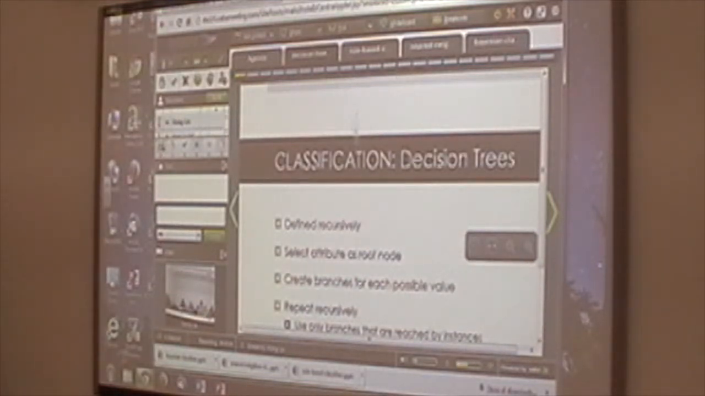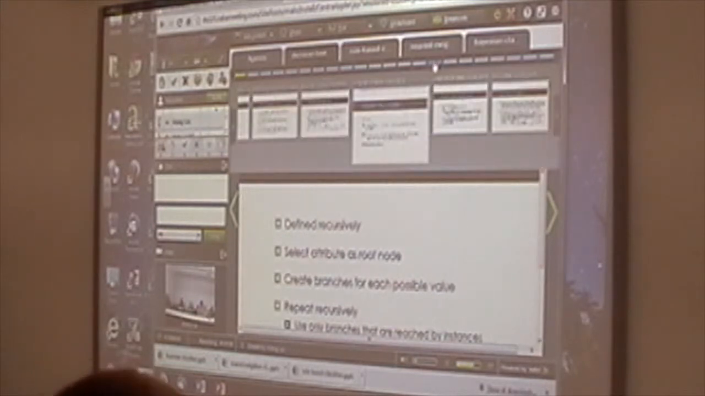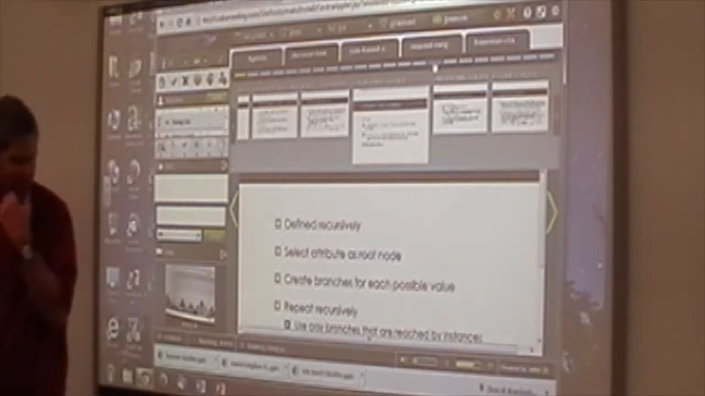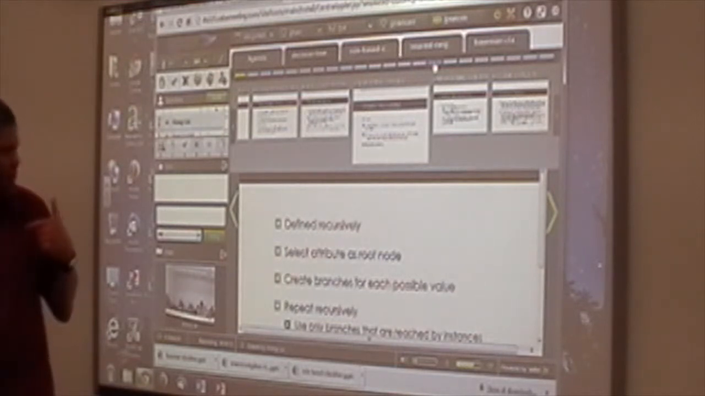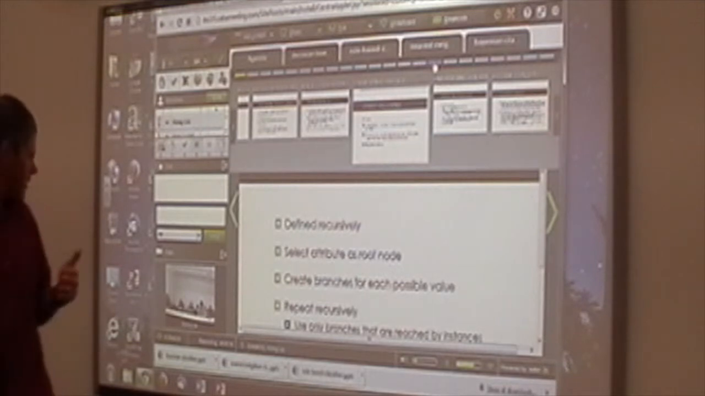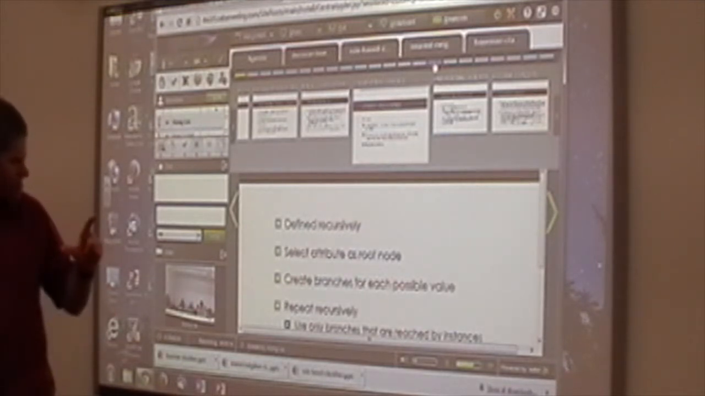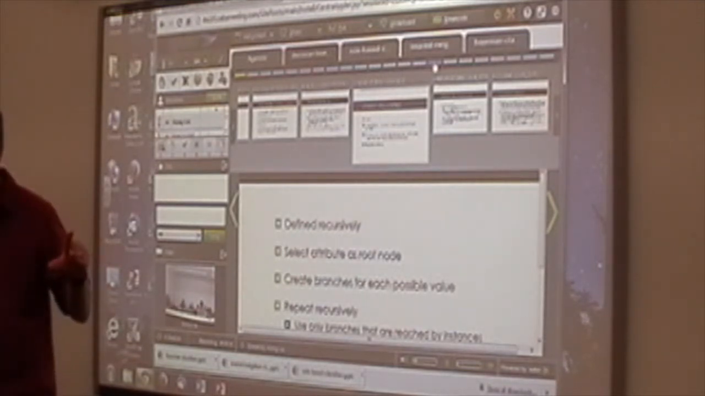So I want to clarify something I said, but to start off, last time we were talking about decision trees, right? Before we begin, any questions in Daytona Beach?